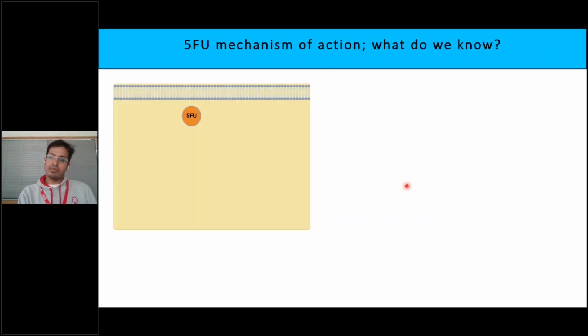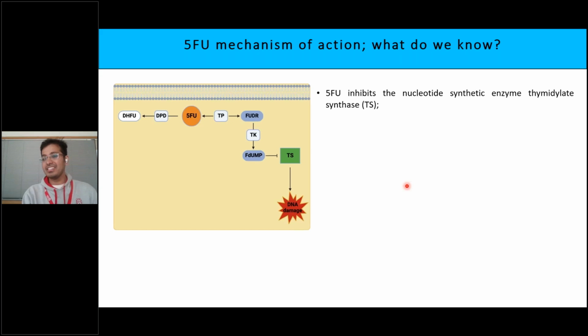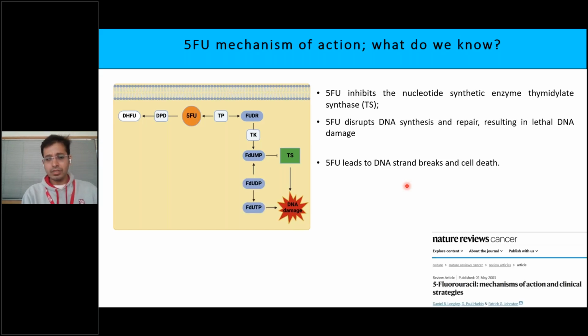So what do we know about 5-FU, how it acts? As I was telling, it's a pyrimidine analog, it enters inside the cell, and it was discovered that it inhibits the synthesis of nucleotides by inhibiting thymidylate synthase activity. Also, it produces another metabolite, 5-dUTP, which disrupts DNA synthesis and repair, which causes DNA strand breaks, cell death, and many other things.